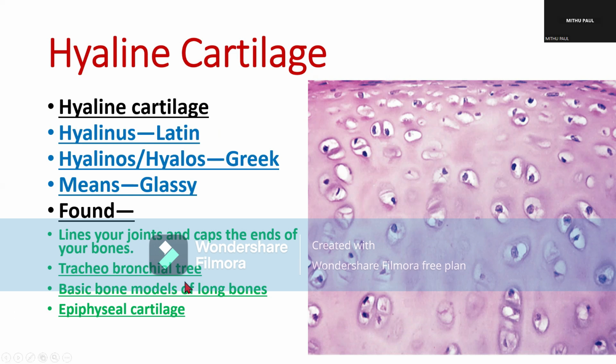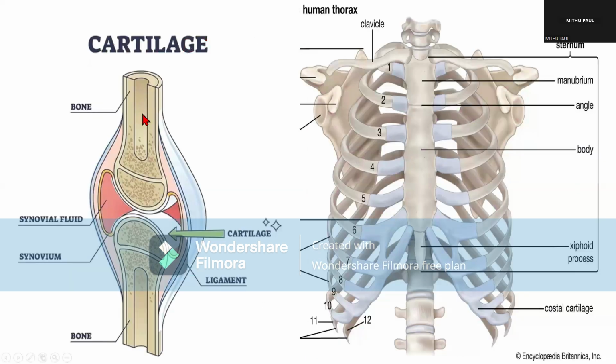Hyaline cartilage is also found in the tracheobronchial tree. They form the basic model of all long bones, which are cartilaginous in ossification, and the epiphyseal cartilage, which is the growth plate. See, if this is a long bone and this is another long bone, both articulating here to form the joint, the end of the long bone here and here are covered by a layer of cartilage, which is hyaline in nature.